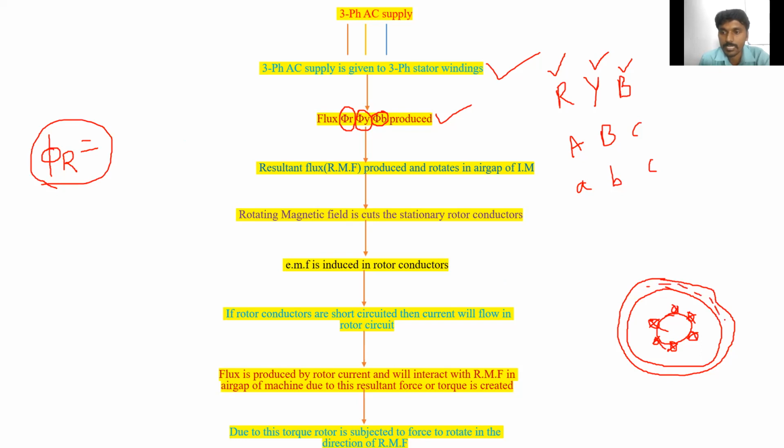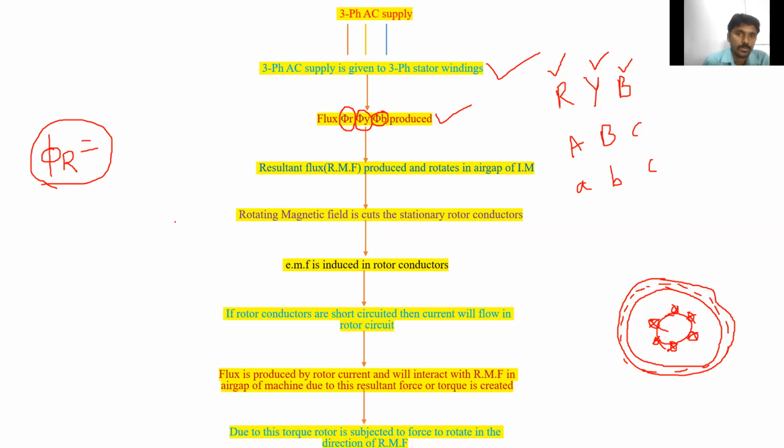Air gap of the machine means what? What is air gap? Please, can anyone tell? The gap between rotor winding and stator winding. Yes, exactly. Whatever space the manufacturer has provided between the stator circuit and rotor circuit, that space can be called an air gap.